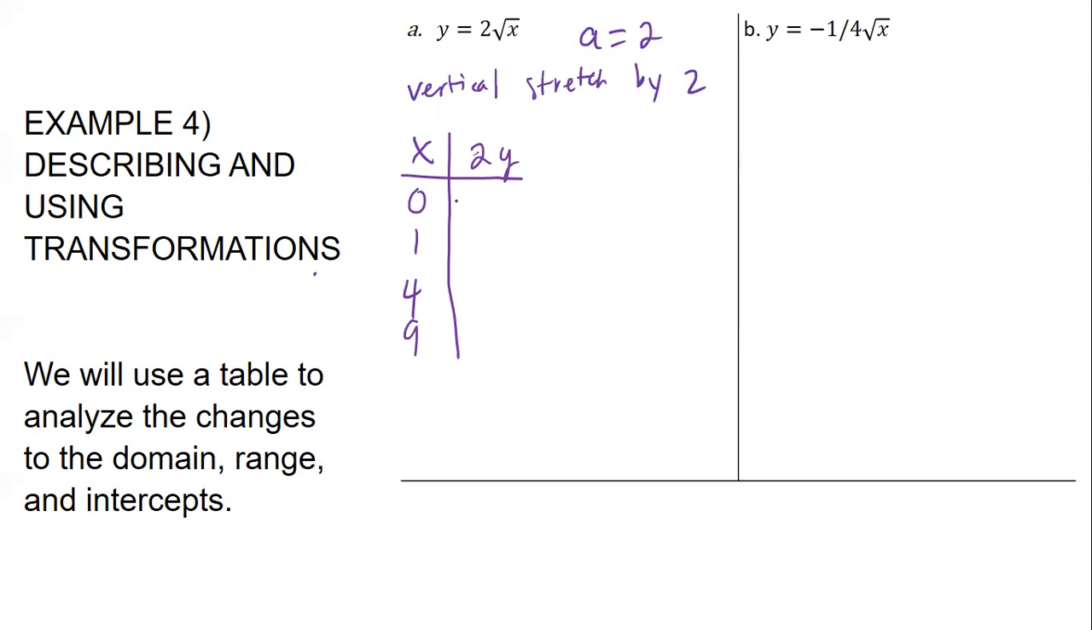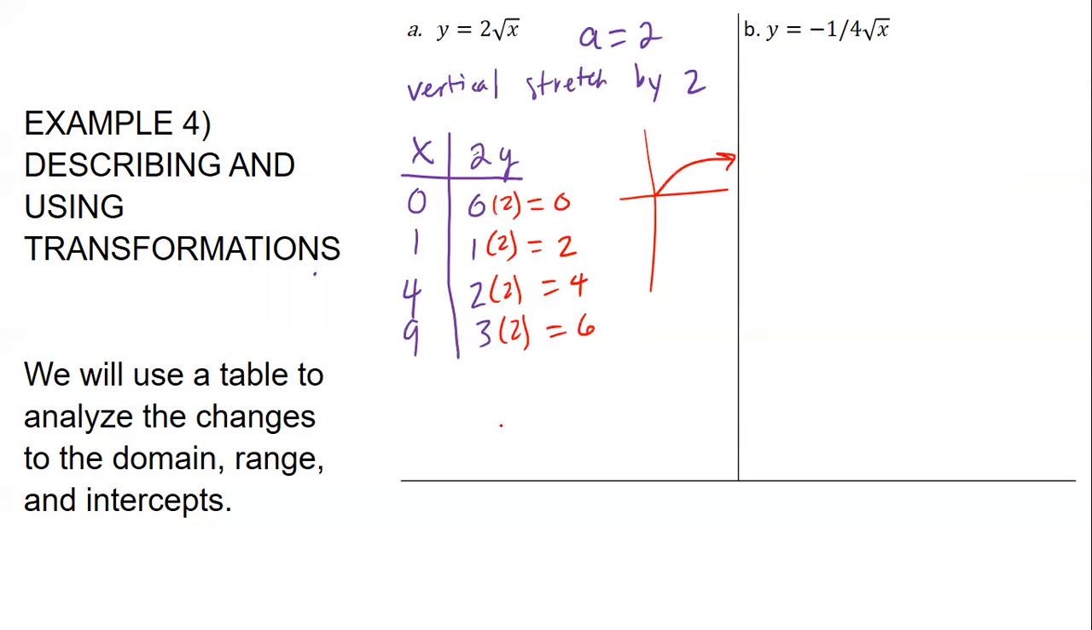Our parent function values are currently 0, 1, 2, and 3. But we're going to multiply each one of them by 2 to find what they would be after the stretch. So we end up with 0, 2, 4, and 6. From here, I can have a good idea of what my graph is doing. It's going like that, right?